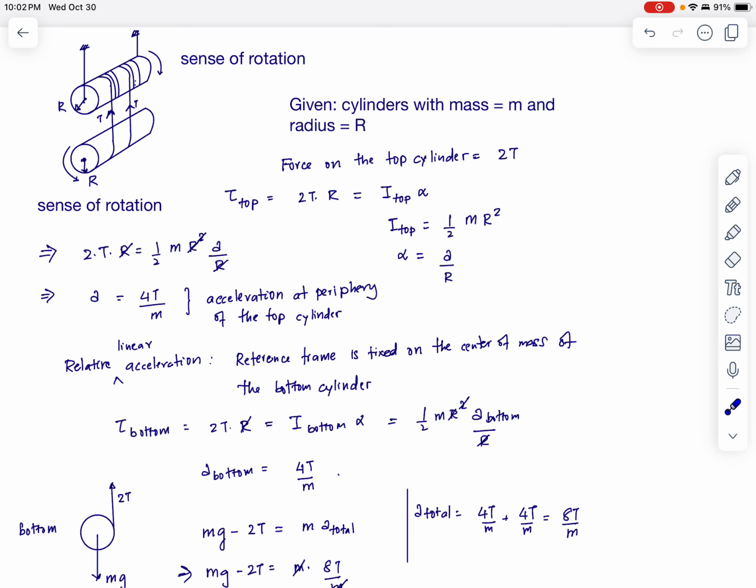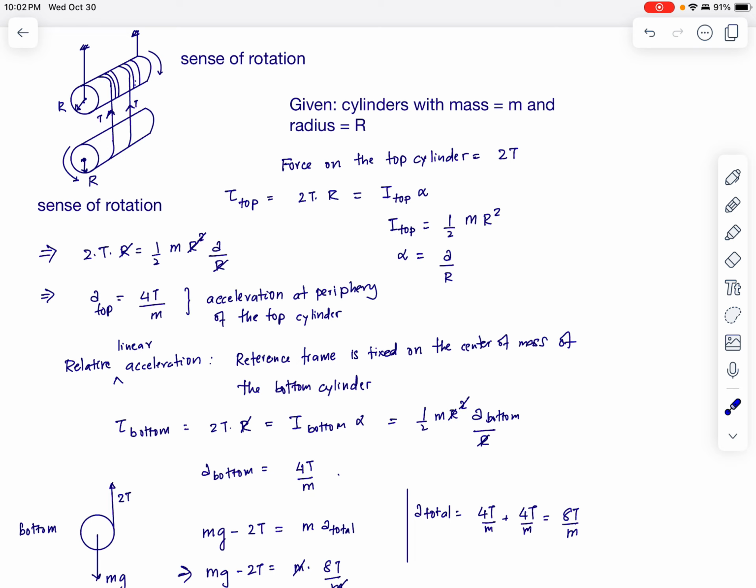So when we take everything here and plug that in, 2 times tr equals half mr squared times a divided by r. So the linear acceleration at the top equals 4t divided by m. So that means the portion of the string here is accelerating downwards by 4t over m.